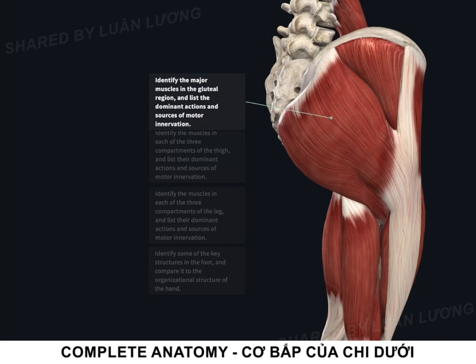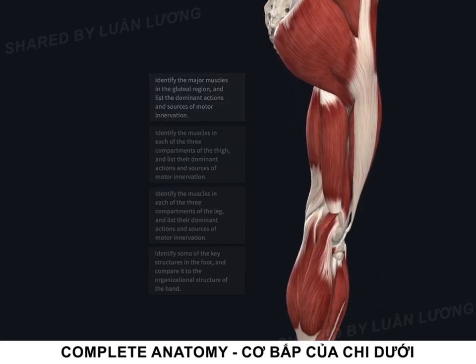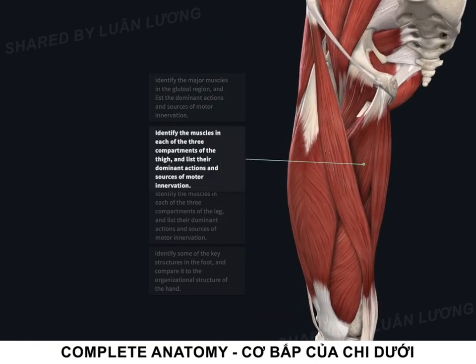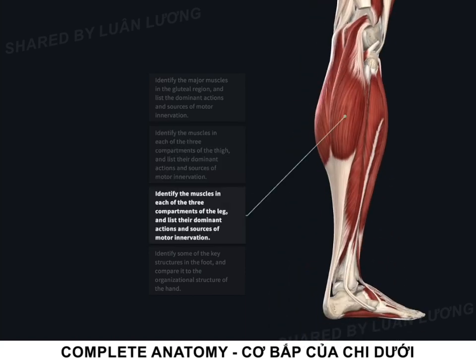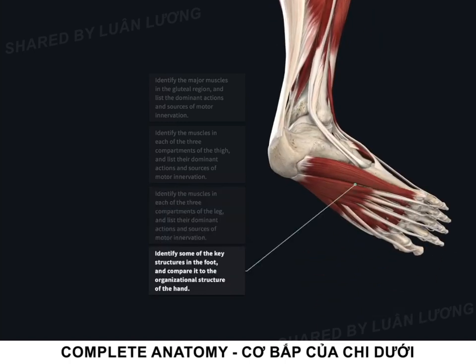She will also introduce the muscles of the lower limb and the idea of the compartments within the thigh. I will then continue and list the dominant actions and sources of motor innervation for the muscles within each of these three compartments. I will then continue to explain how you can identify the muscles in each of the three compartments of the leg and list their dominant actions and sources of motor innervation. And lastly, end with identification of some of the key structures in the foot and comparing it to the organizational structure of the hand.